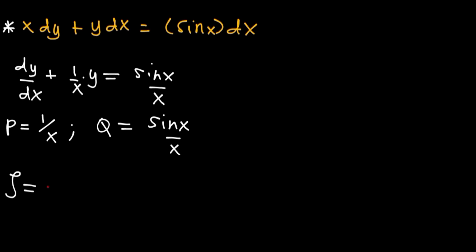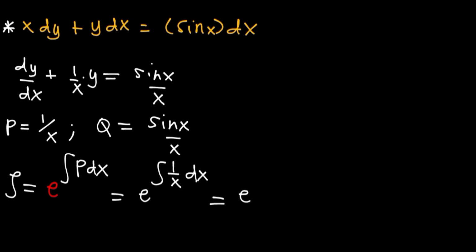As we said, that should be equal to e raised to the power of integral p dx. Now p is 1 divided by x, and we have dx there. So this is obviously e to the ln x. Of course, like we said, this is going to cancel these out, so that will leave us with x. So in this case, we say that the integrating factor is equal to x.